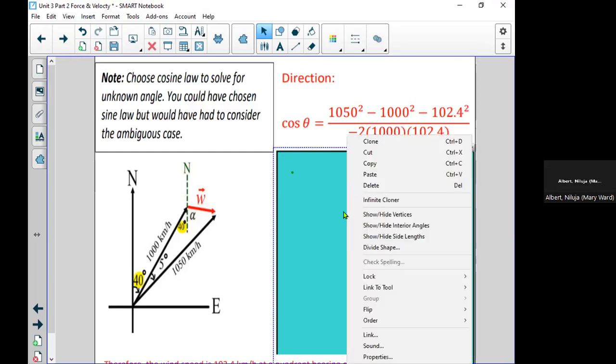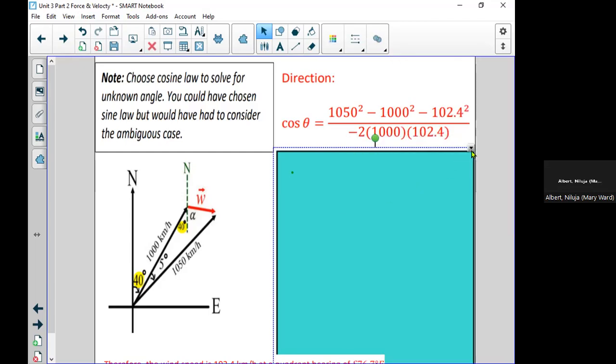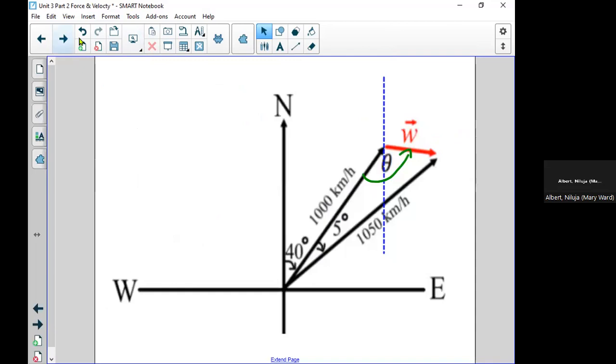What is this sliding, or what is this? Oh, it should disappear. Oops, what did I do?